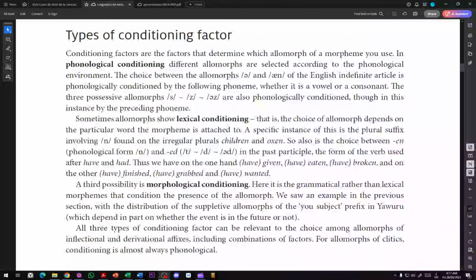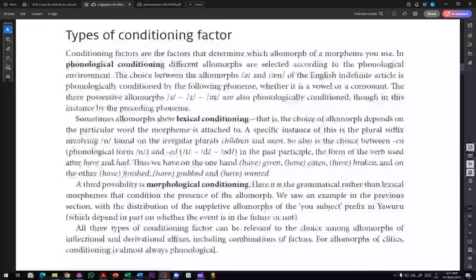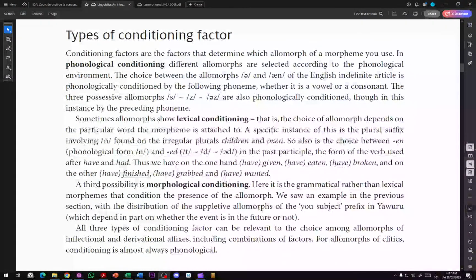What is the past participle? Oh, he says, the form of the verb used after have and had. Thus we have on the one hand have given. What's the difference between I gave you and I have given you? What's the difference between normal past and the past participle?